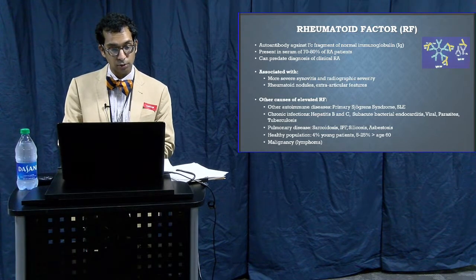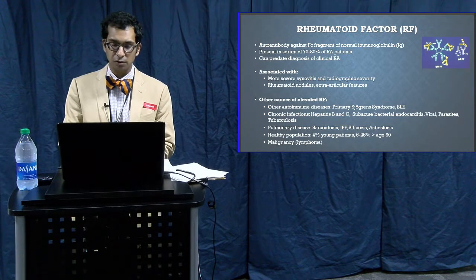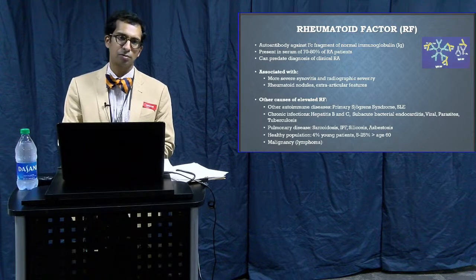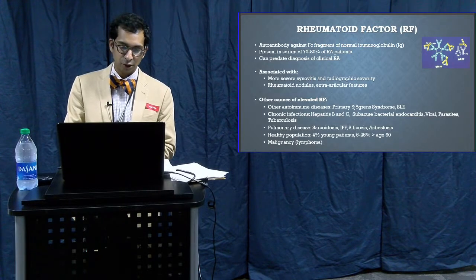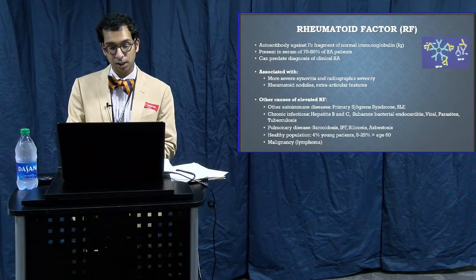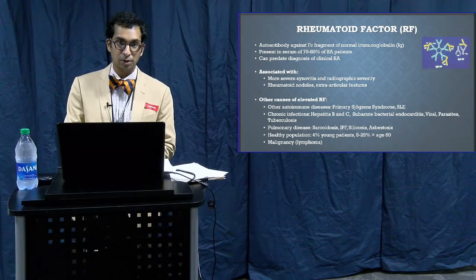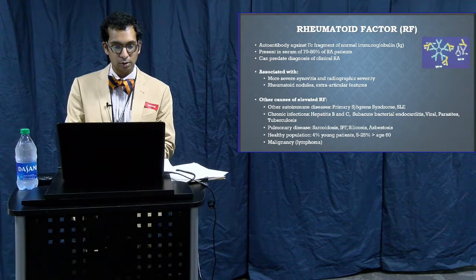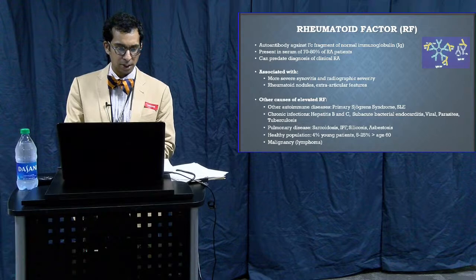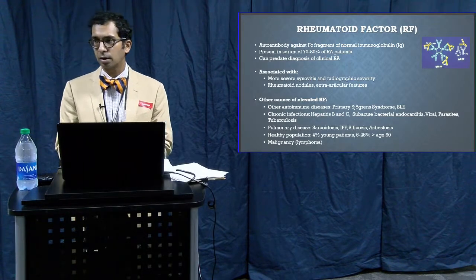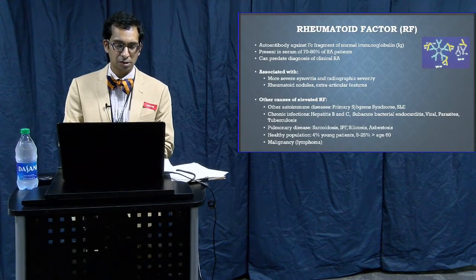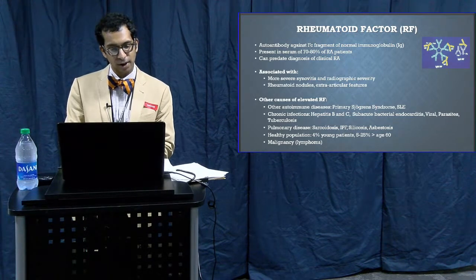So other autoimmune diseases, namely Sjogren's syndrome and lupus, can be associated with the presence of rheumatoid factor. Chronic infections are important, so hepatitis B and C, subacute bacterial endocarditis, and other infections like tuberculosis can also be associated with development of rheumatoid factor positivity. Certain pulmonary diseases, so patients with an autoimmune lung disease called sarcoid, can have detectable rheumatoid factor.